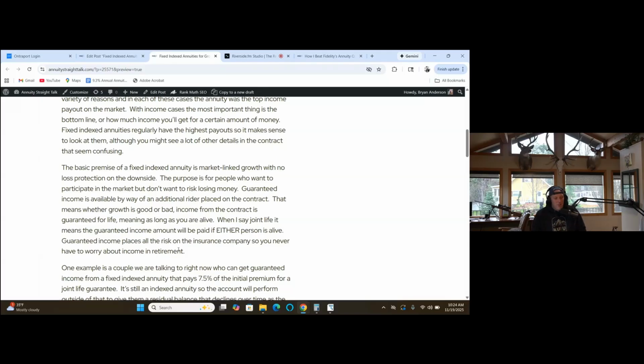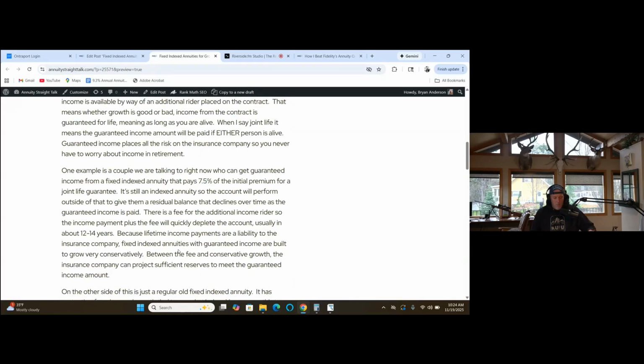about income in retirement. One example is a couple we're talking about right now who can get guaranteed income from a fixed index annuity that pays 7.5% of the initial premium for a joint life guarantee. As long as either one of them is alive, they will get that 7.5% payout. Now, it's still an index annuity. We looked at everything and found that to be the highest payout in this case.